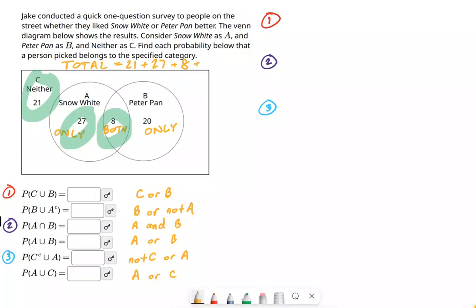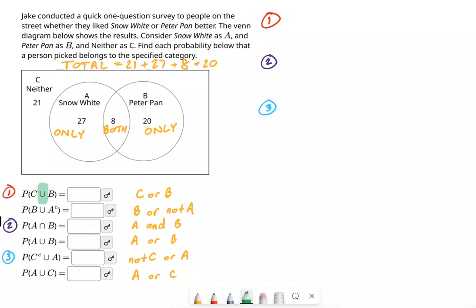And then the number of people who like Peter Pan only, and that was 20 in group B but not in group A. Now we're going to take that information and put it together with some logic notation. Logic notation tells us what we're actually looking for, which interactions of groups we want. So let's go over what these mean.